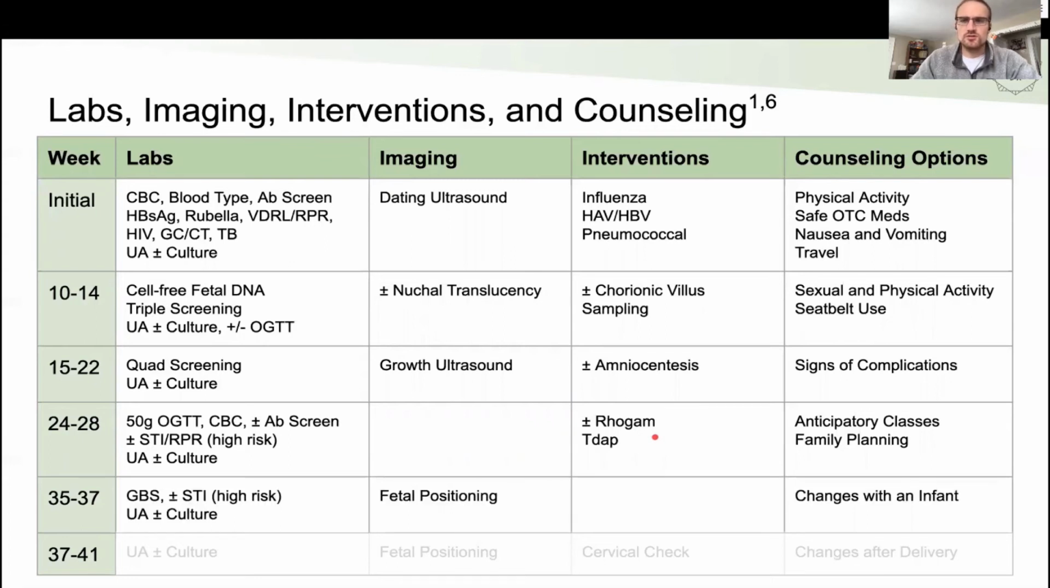Between 35 and 37 weeks, you do GBS. That test is sensitive for about 5 weeks after its completion. If a prior pregnancy has been GBS positive, then you don't need to repeat it because you just treat it as if it's going to be GBS positive. You can start to assess for fetal positioning. You can start counseling on what changes are going to happen when an infant comes. And then the last one, between 37 and 40 weeks, you're doing cervical checks, changes after delivery, and continue to assess fetal positioning and some pre-counseling before the delivery, as well as checking vitals, blood pressure, etc.